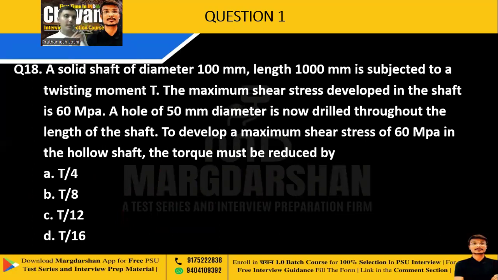A solid shaft of diameter 100 mm and length 1000 mm is subjected to a twisting moment T. The maximum shear stress developed in the shaft is 60 MPa. A hole of diameter 50 mm is now drilled throughout the length of the shaft. To develop a maximum stress of 60 MPa in the hollow shaft, the torque must be reduced by?